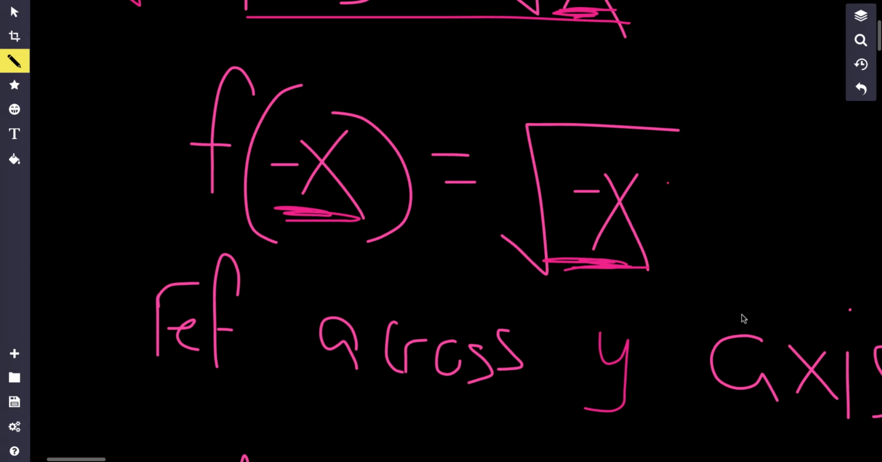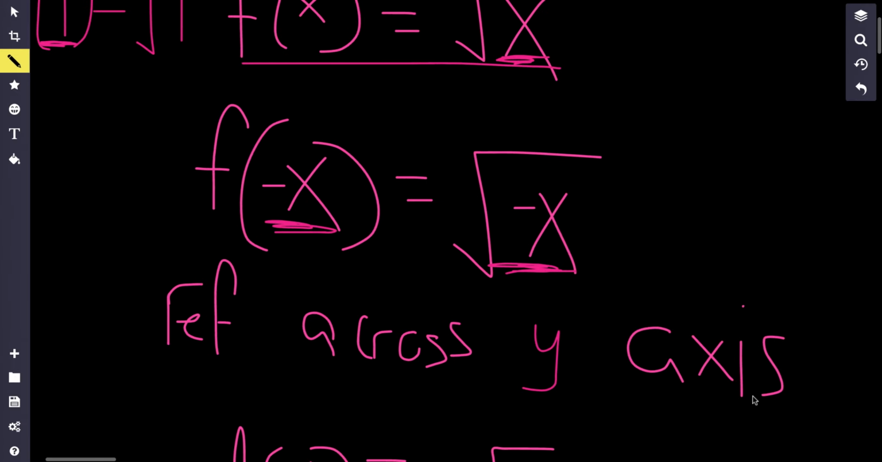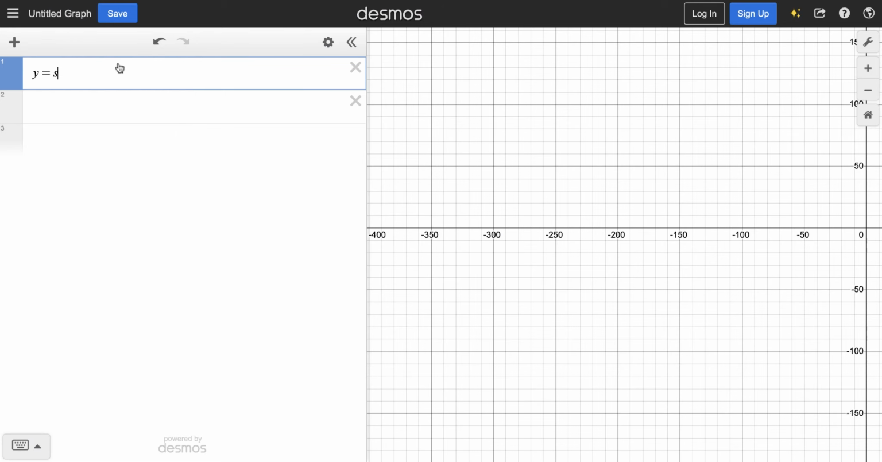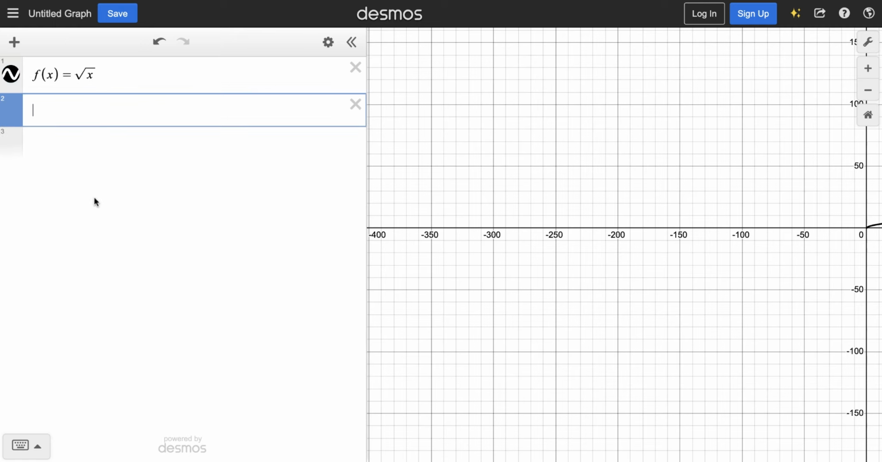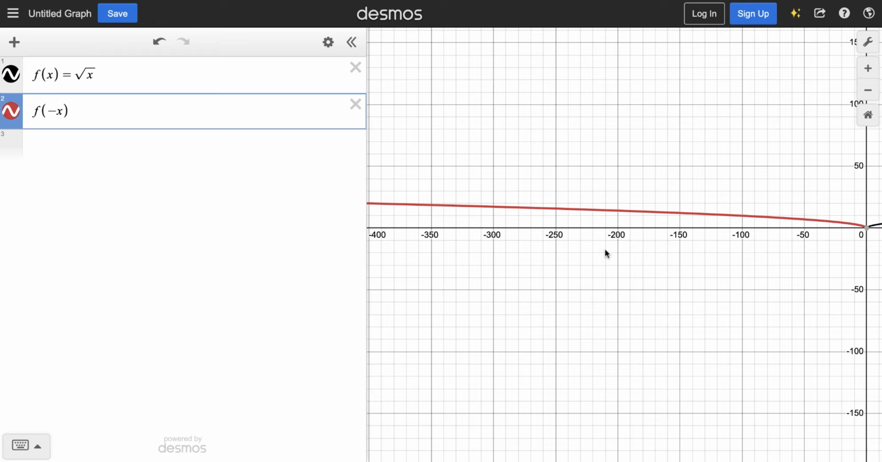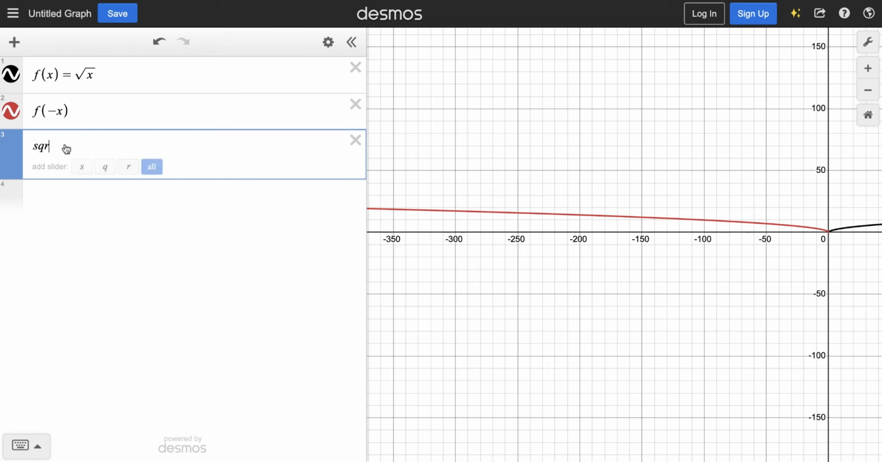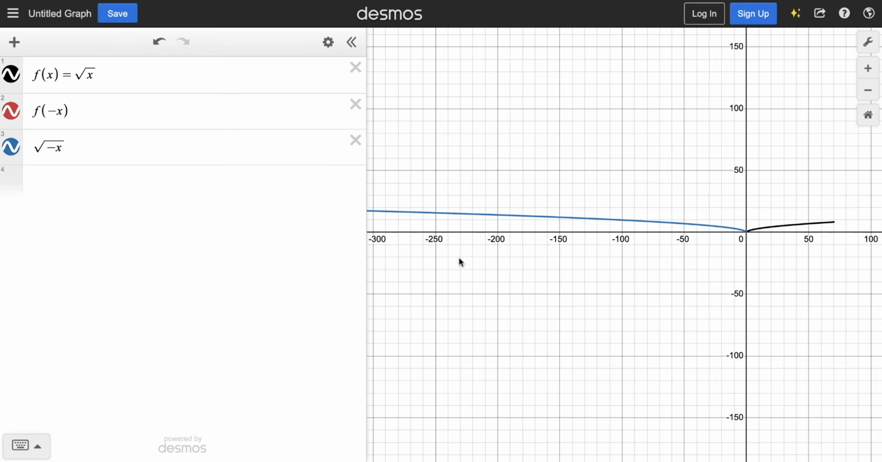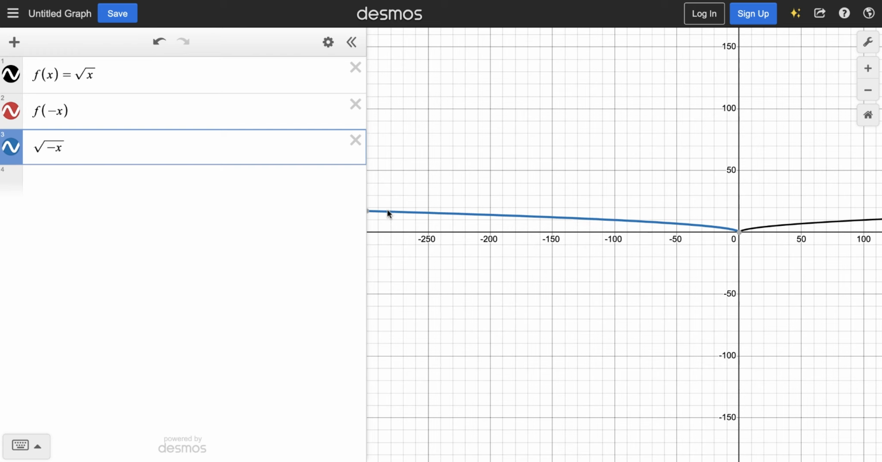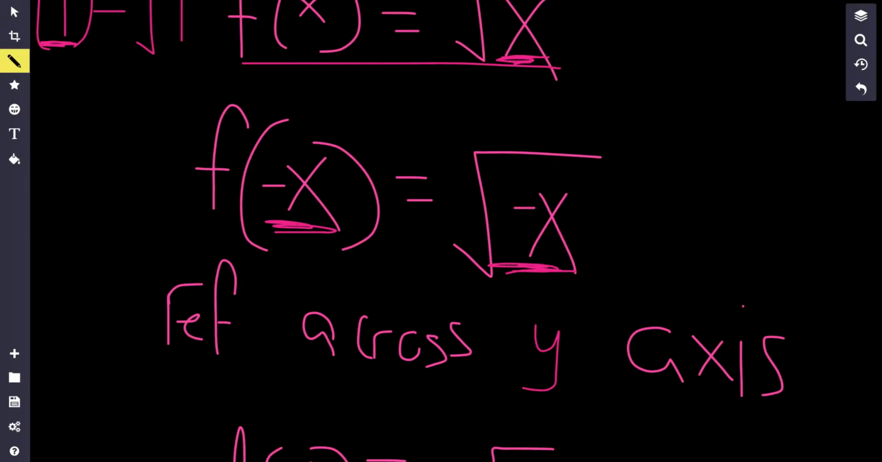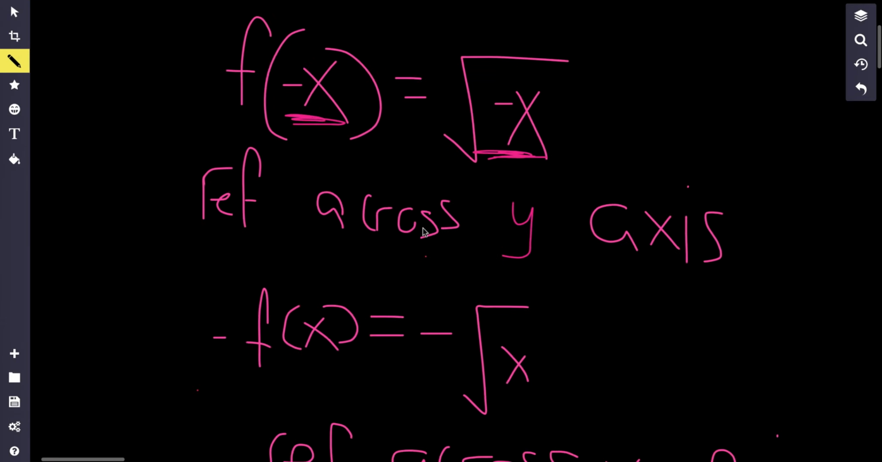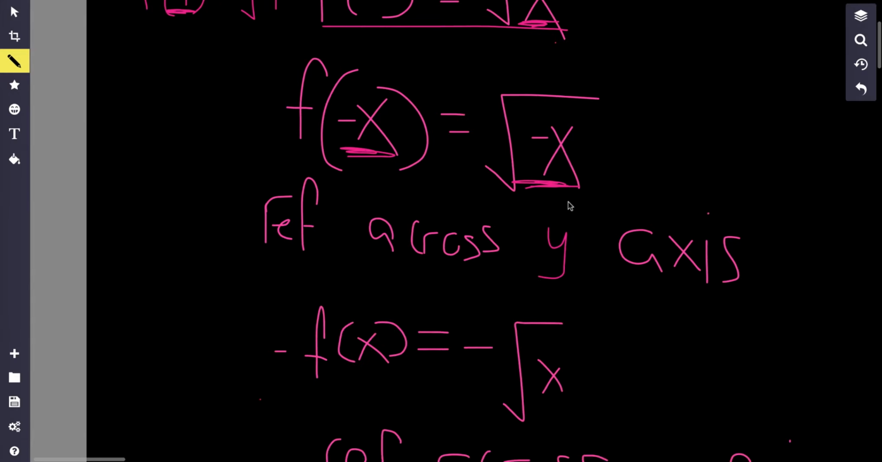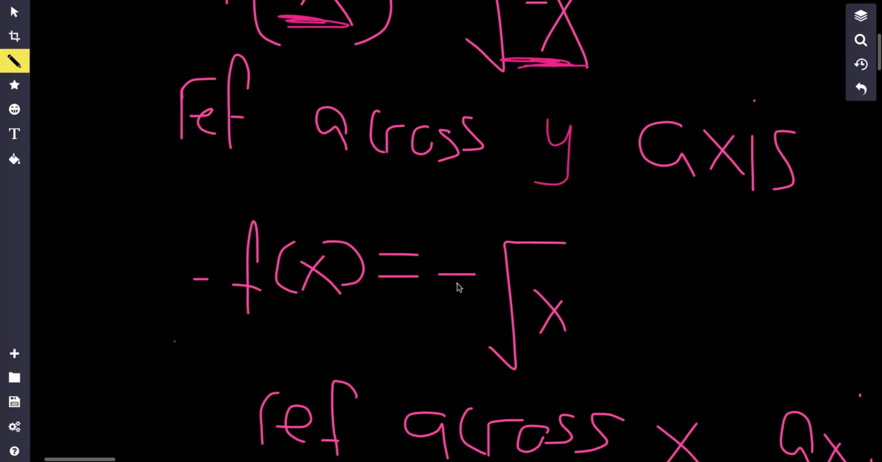And we said how this reflects it across the y-axis, right? So if we have y is equal to, or f of x is equal to the square root of x, we have f of negative x is just going to be the square root of negative x, right? Which reflects it across this y-axis. We said how if we have f of x is equal to the square root of x, well, negative f of x is going to be equal to the negative square root of x.